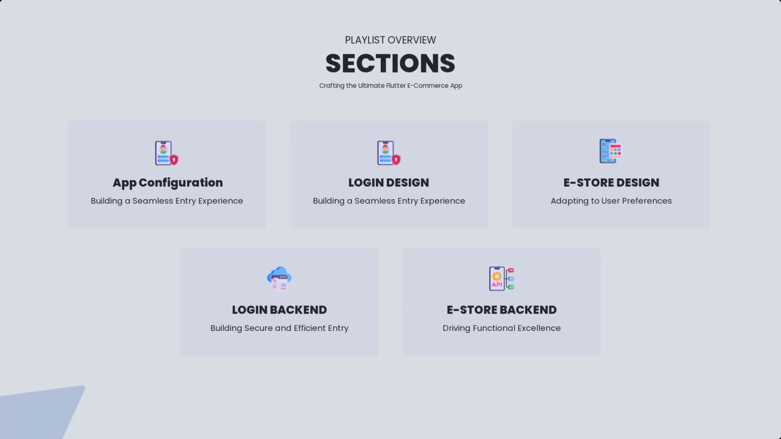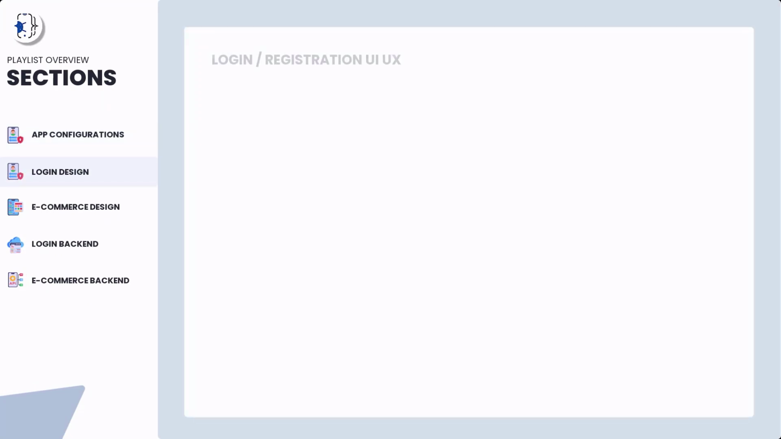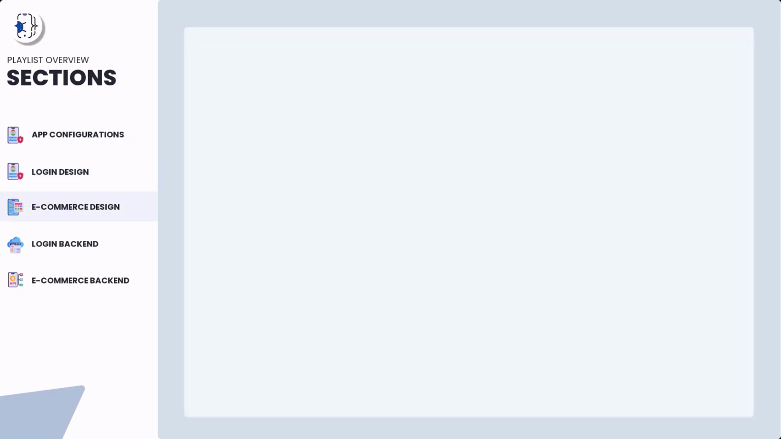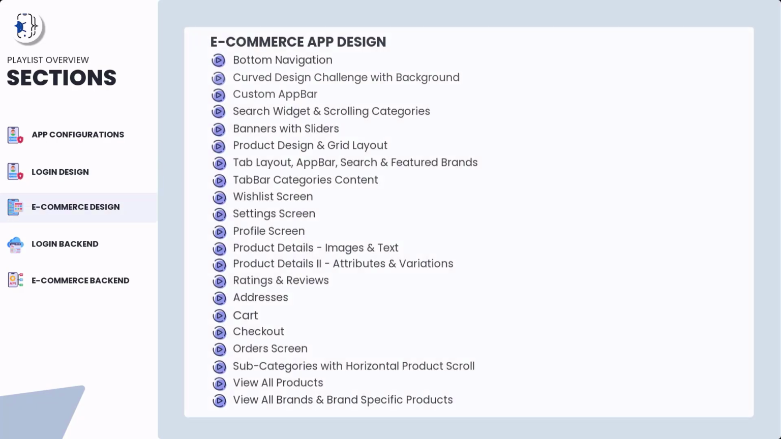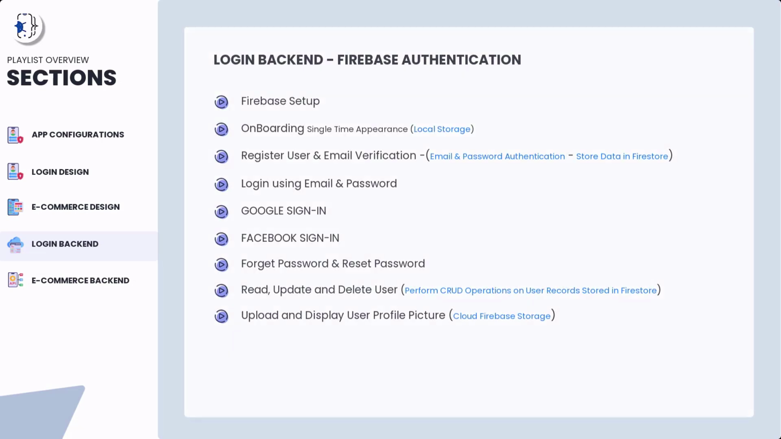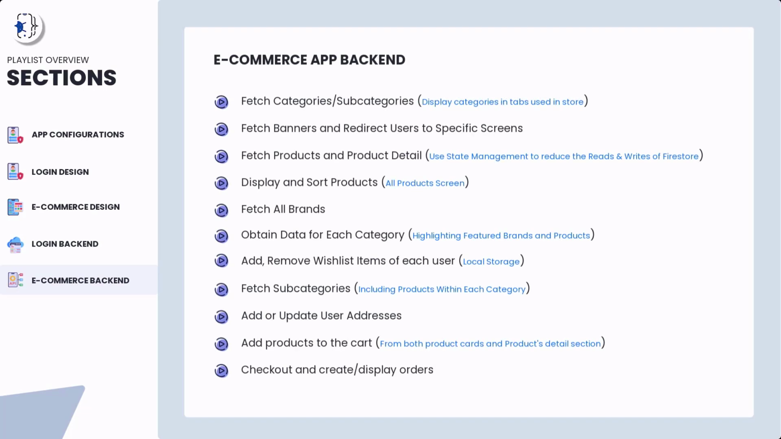In the previous section one, we have already covered the basics of creating a Flutter project. After that, we learned how to design our login part. Then in section 3, we designed the complete e-commerce application. And in section 4, we started the backend with Firebase authentication. And in the last section, the one we are completing, this is the last video of this playlist. And in this section, we have completed all the backend of our e-commerce application.